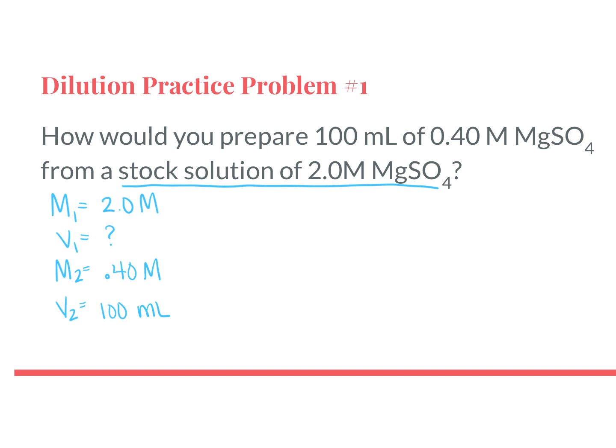When we dilute, we'll always use our dilution equation, M1 V1 equals M2 V2. If we know 3 of the 4 variables, we can just plug those in and solve. So we're just going to plug in this exact order. For M1, I'm going to write 2.0 molar. We're solving for V1, so I'm going to keep it as V1. M2 is 0.40 molar, and V2 is 100 milliliters.